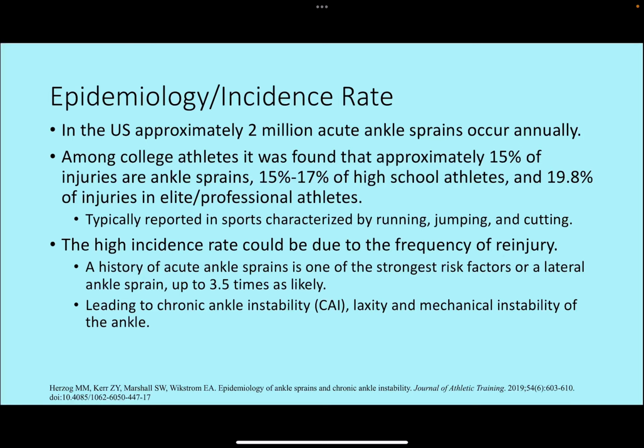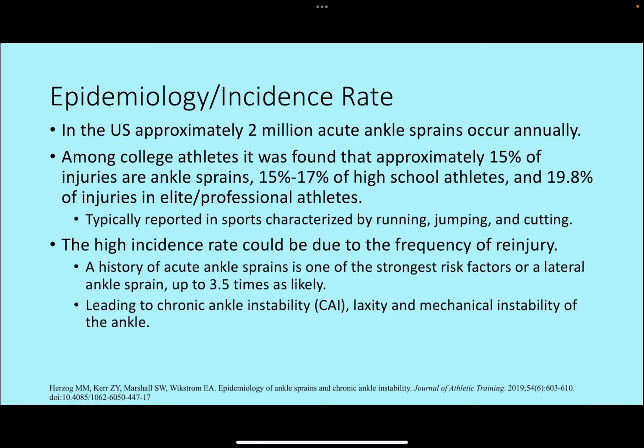So then to just put some numbers in here to show you a perspective of how common this is among athletes. In the US, there's approximately 2 million acute ankle sprains that occur annually. Among college athletes, it was found that 15% of the injuries reported were ankle sprains. In high schools, that number was 15 to 17%, and then in elite professional athletes, that number was close to 20%. They're typically reported in sports characterized by running, jumping, and cutting, so things like basketball, football, volleyball, soccer.